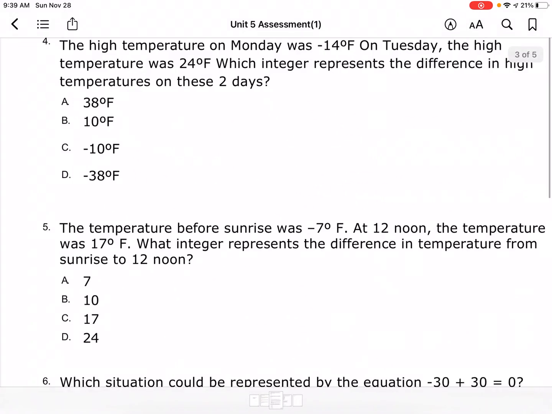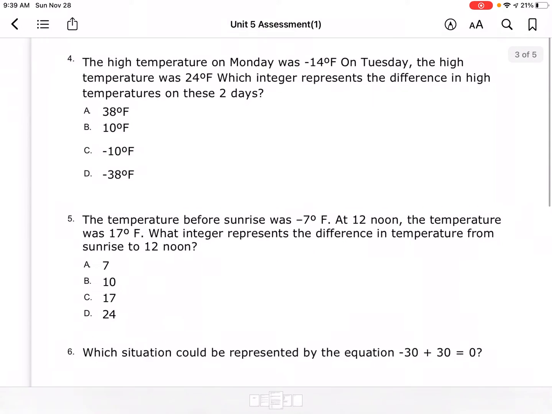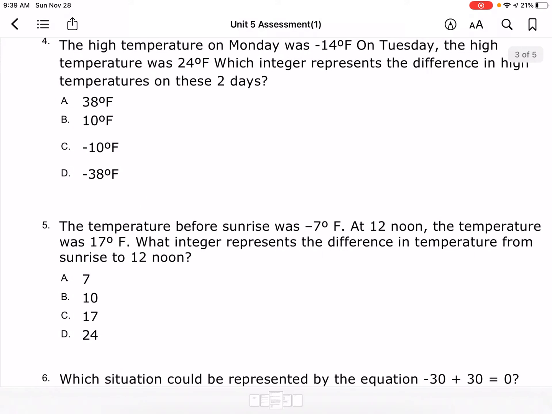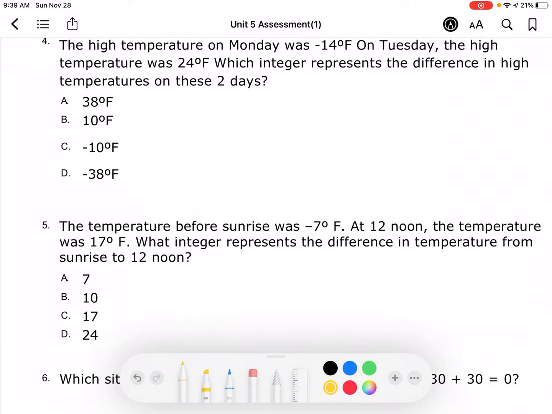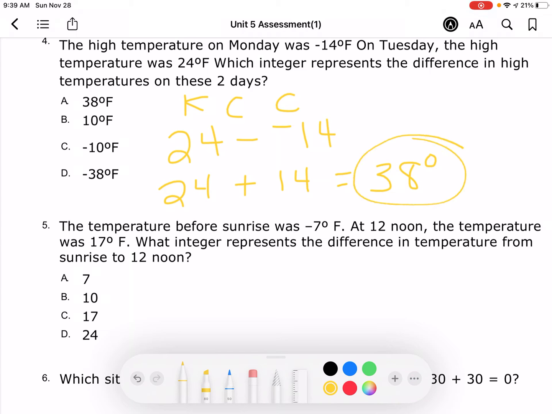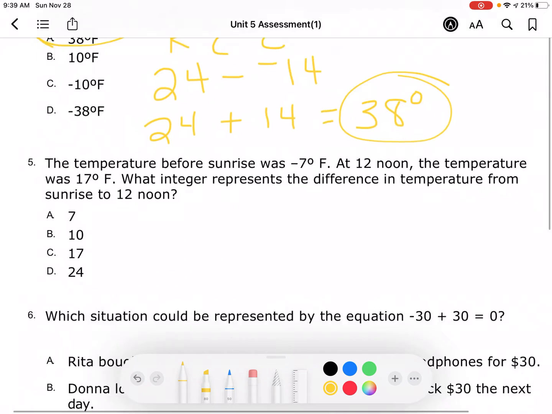The high temperature on Monday was negative 14. The high temperature was 24 on Tuesday. Which integer represents the difference between the high temperatures on these 2 days? Okay, well, I have 24 minus negative 14. Keep, change, change. 24 plus 14. So I have 38 degrees. So it should have been A.